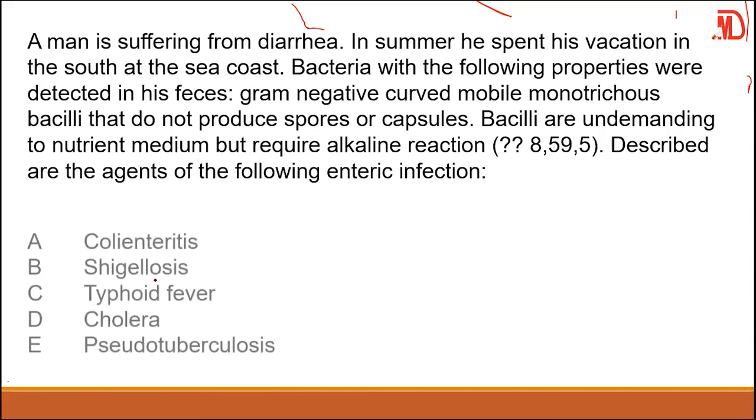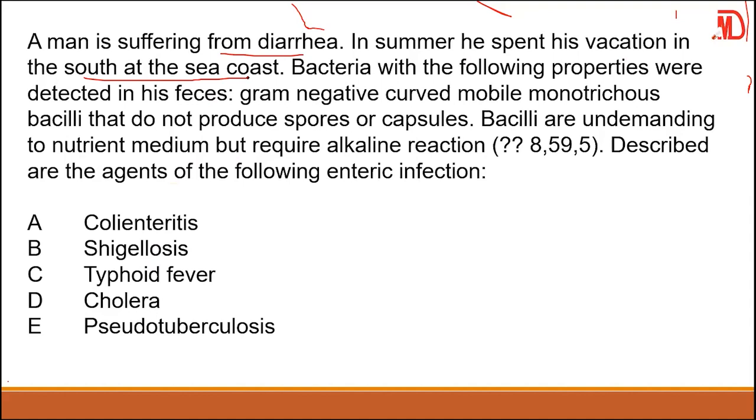A man is suffering from diarrhea. In summer, he spent his vacation in the south on the East Coast. Bacteria with the following properties were detected: gram-negative, curved, monotrichous bacilli that did not produce spores or capsules. The bacilli are undemanding to nutrient medium, but require an alkaline reaction. I don't know, for this alkaline reaction, what is it? Who can tell me? Peptone.